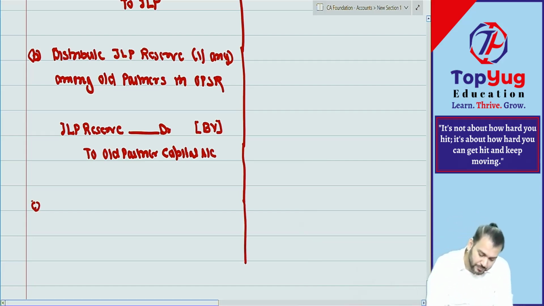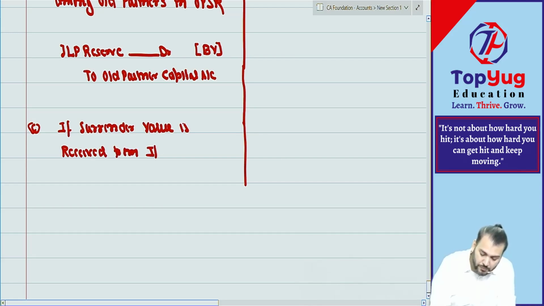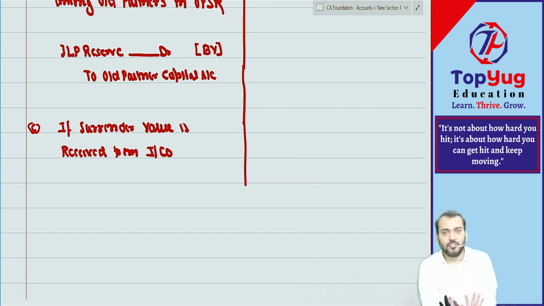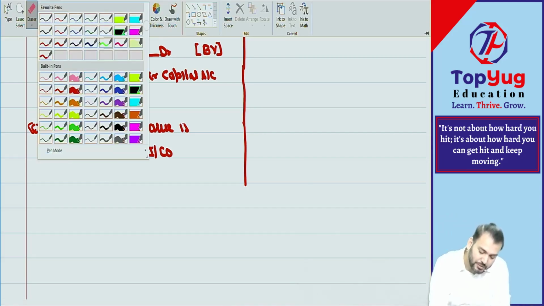Then point number C. If surrender value is received, from which company? From the insurance company. Whether it is received will depend upon the information given in the question. If not received, we will not pass this journal entry. If received, then what journal entry? JLP will be realized. Cash or bank account debit to JLP.